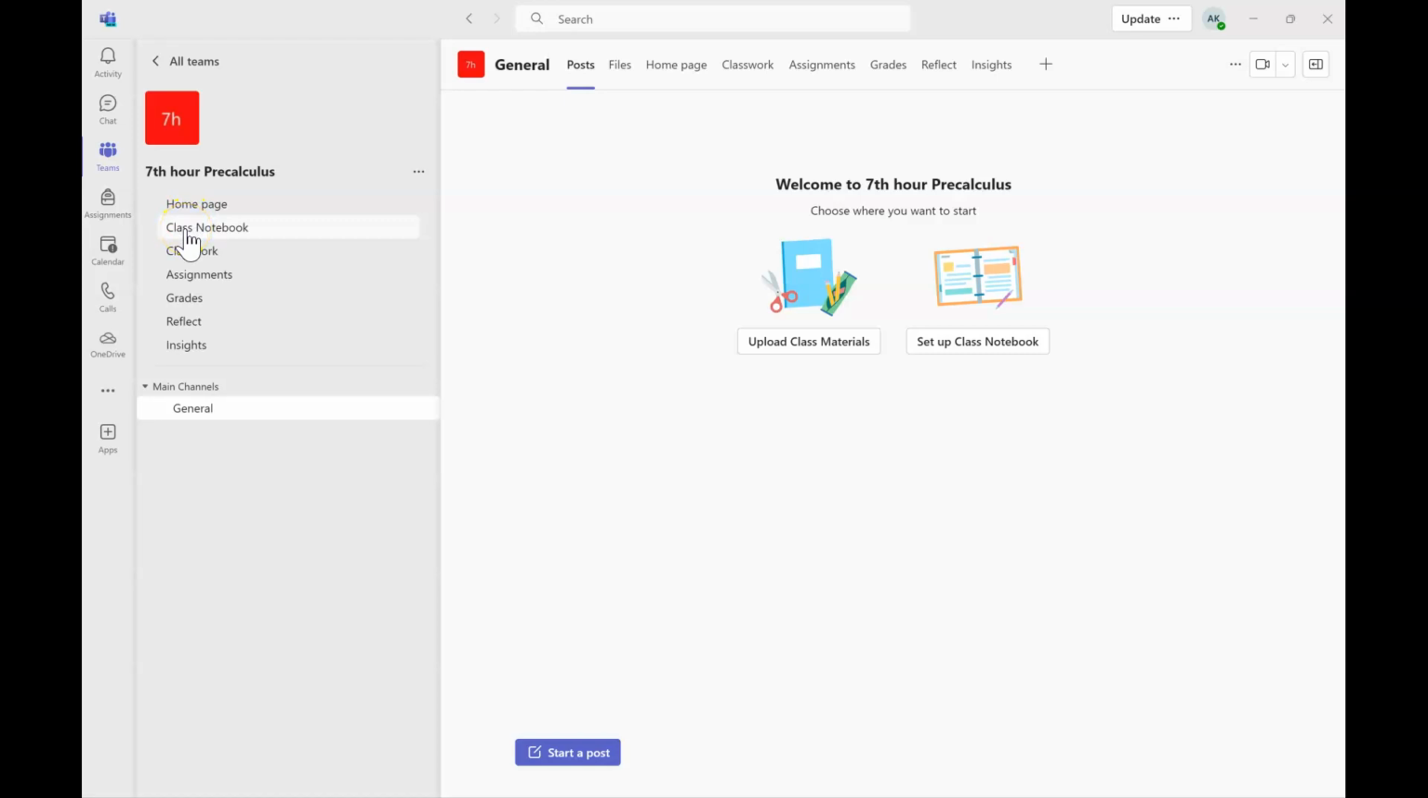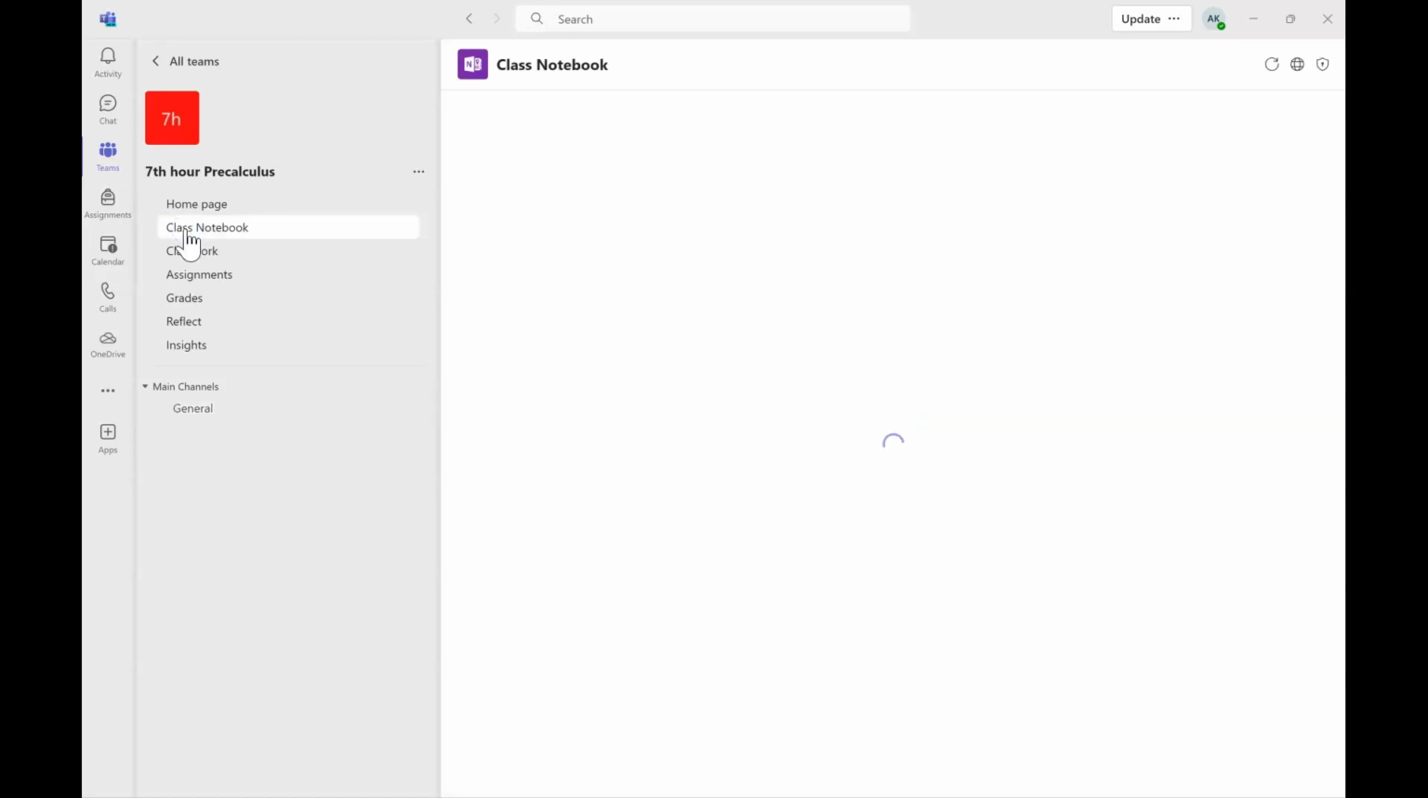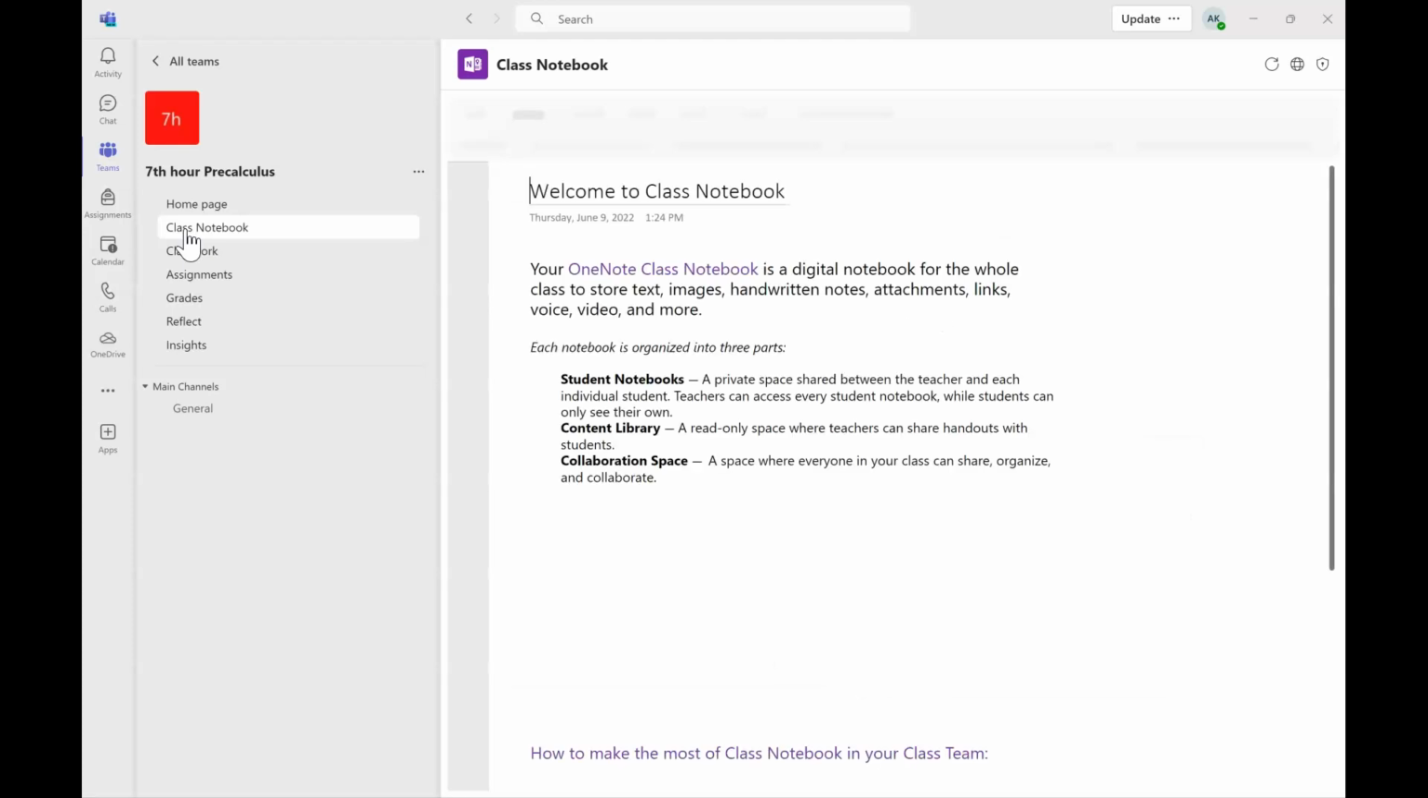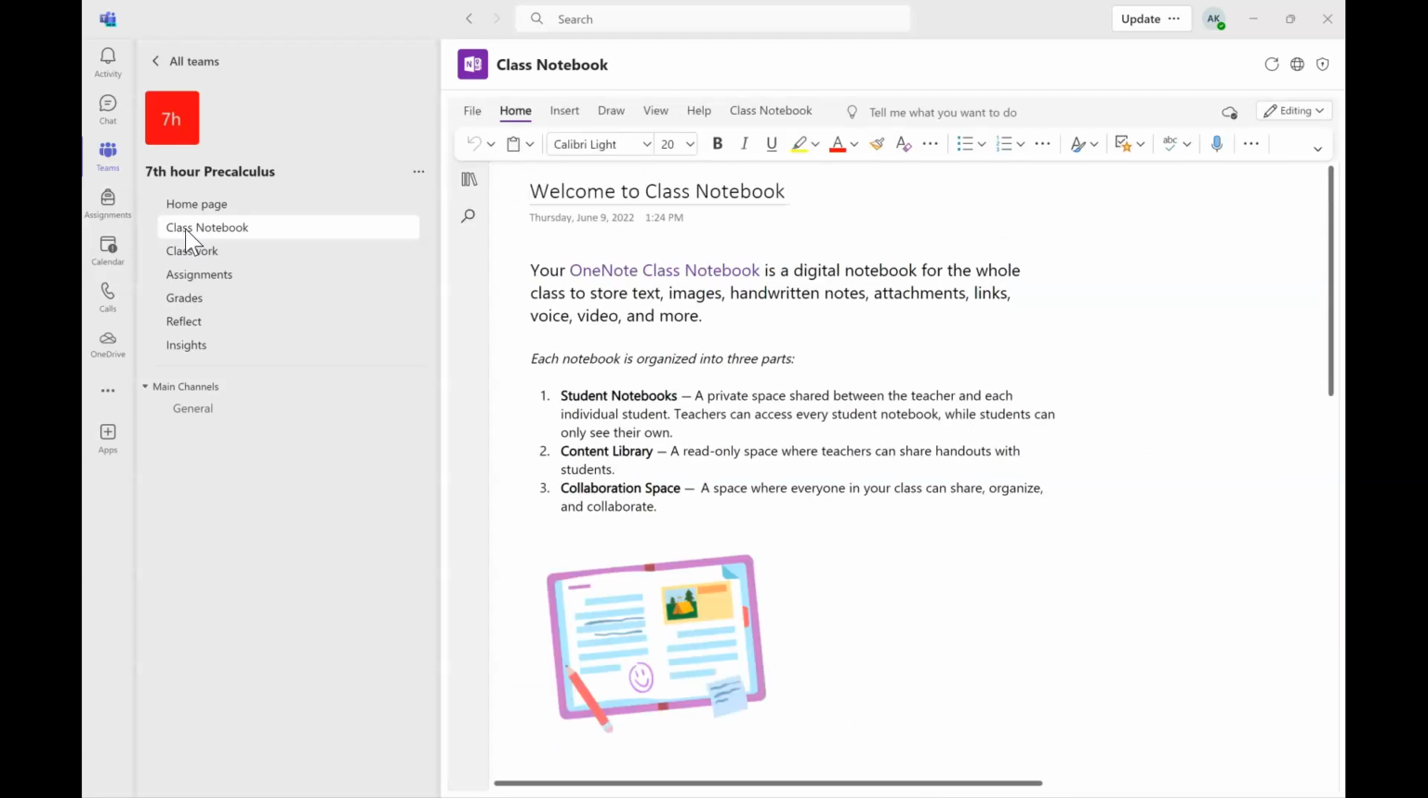In the navigation pane here on your left, you want to find the class notebook where it says class notebook and click on that. It'll take a moment for the OneNote notebook to load into that navigation pane on the right. Once it does, you'll see this little editing button here with the drop down. From the drop down, pick Open in Desktop App. Once you do that, your OneNote should automatically open up and load in the new notebook.